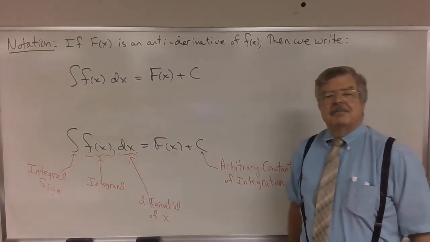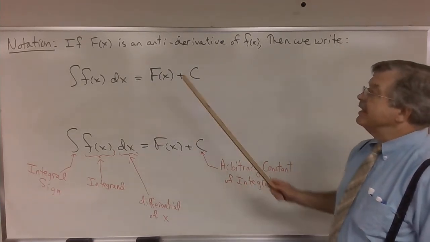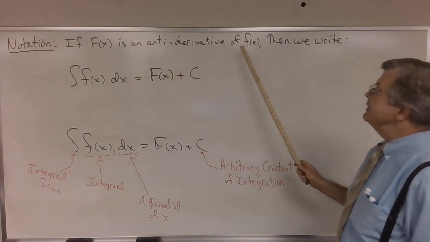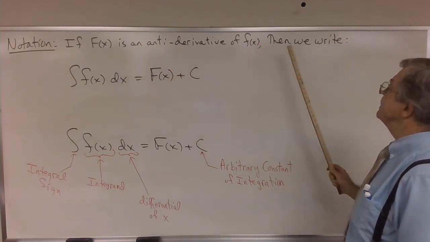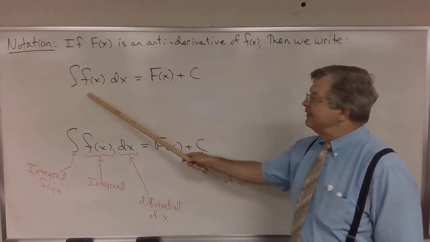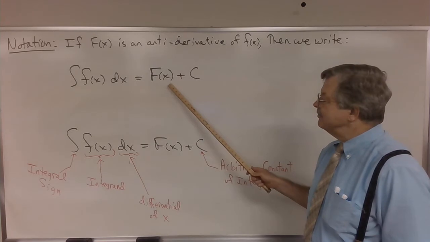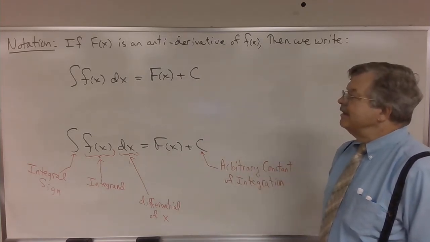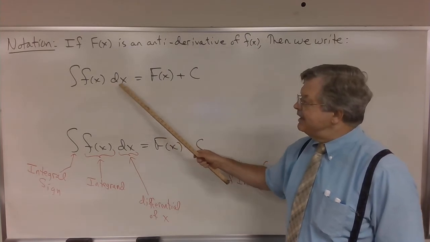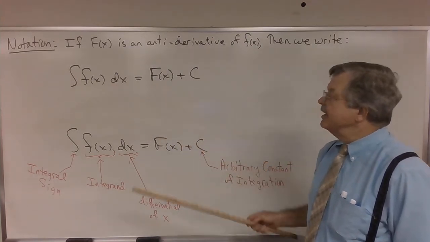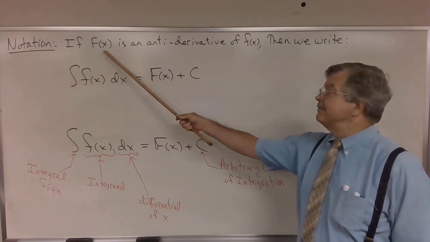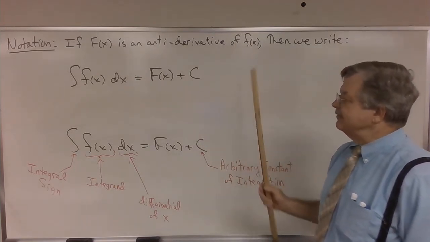Let's work on some notation. If capital F of x is an antiderivative of little f of x, then we can write the following expression. Now, I'm diagramming all of the main characters here. Capital F of x is any antiderivative of little f of x.